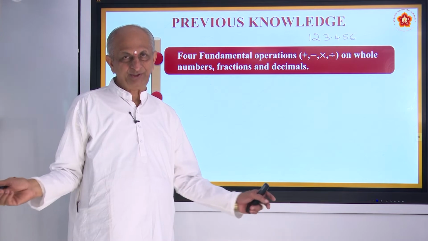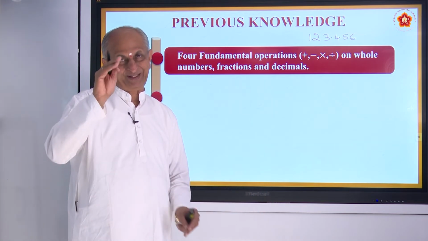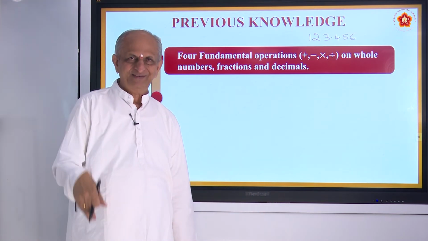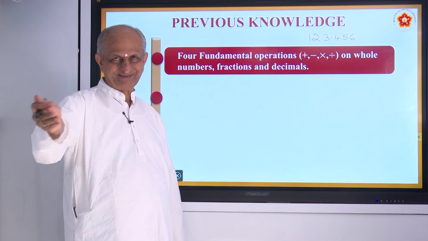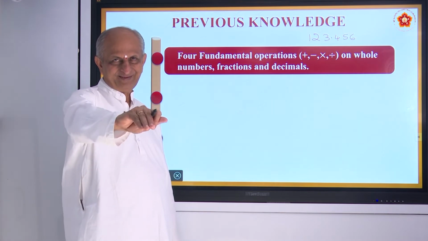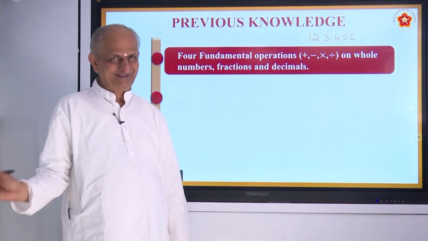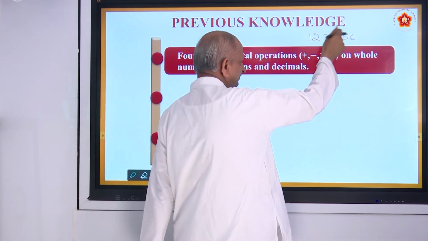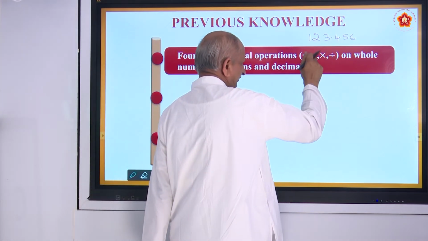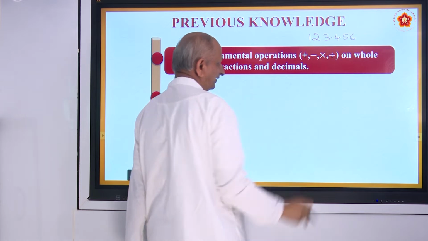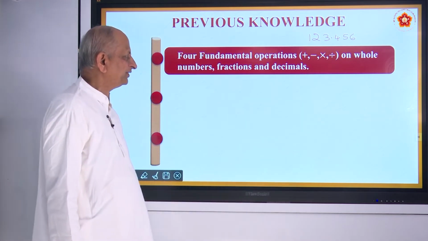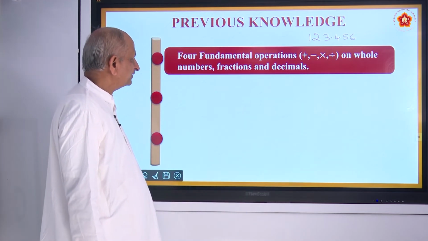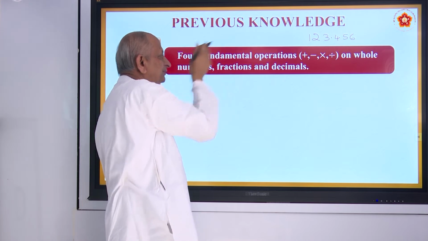In a classroom you sit in different places and your places are fixed. First place Mr. X, second place Mr. Y, third place Mr. Z, like that. So again you can add these decimals, subtract, multiply, divide. This is one thing which we already studied in the previous class. That's why it's called previous knowledge.